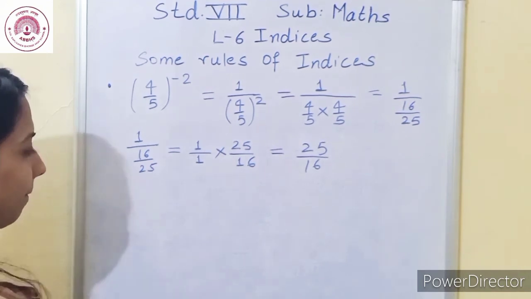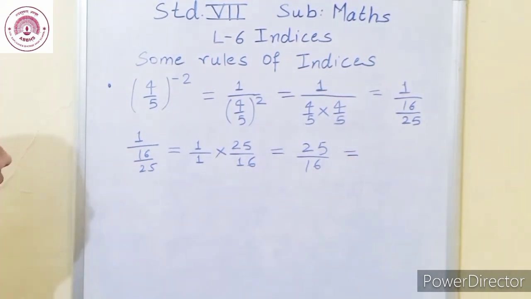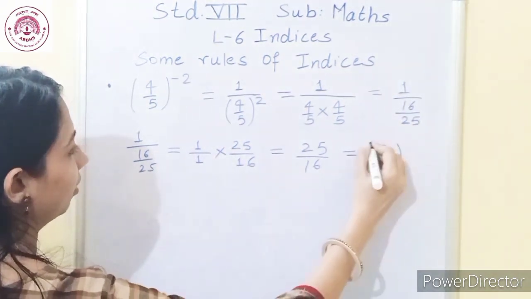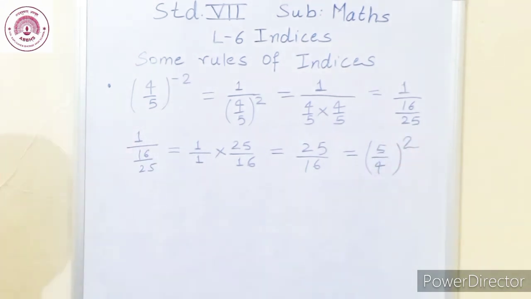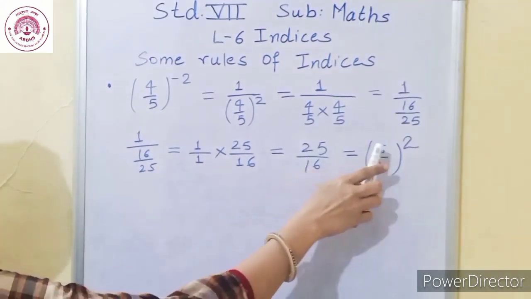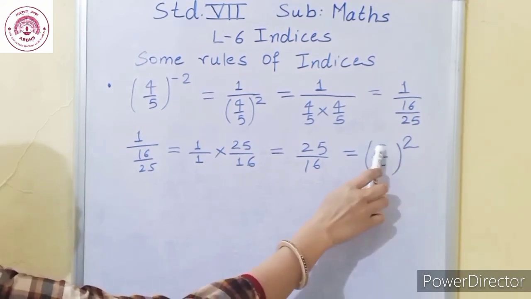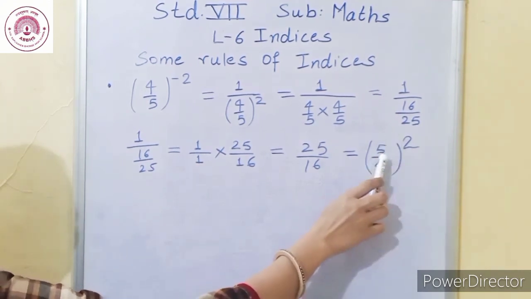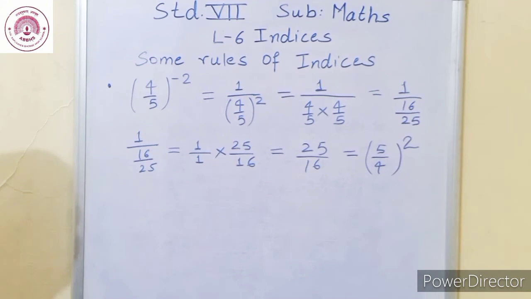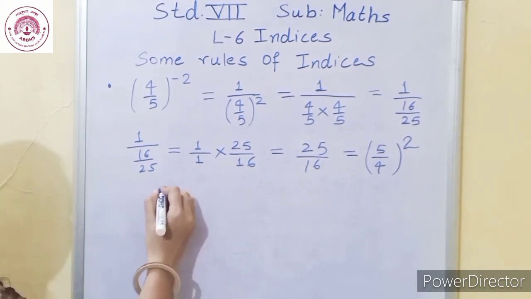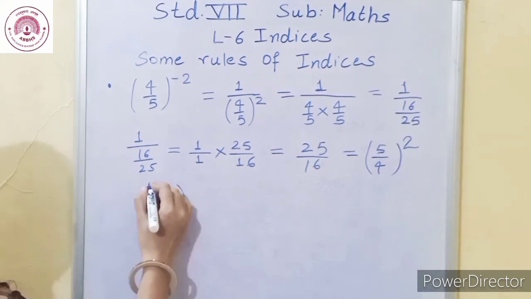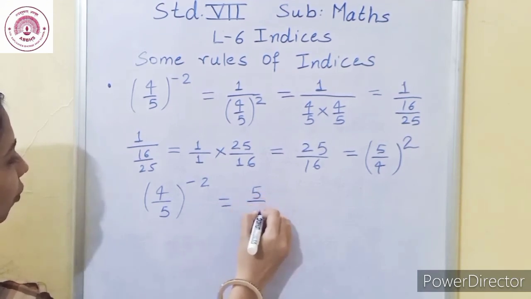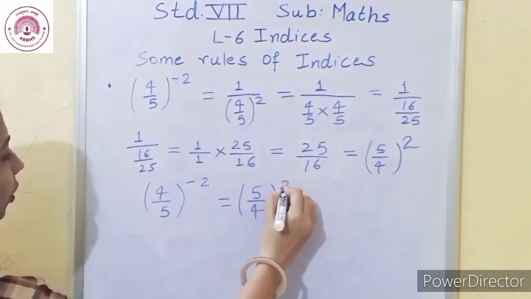Its index form is 5 by 4 raised to the power 2, as 25 can be written as 5 multiplied by 5 or 5 square, and 16 can be written as 4 multiplied by 4 or 4 square. Now, you can observe that 4 by 5 raised to the power minus 2 has become 5 by 4 raised to the power 2.